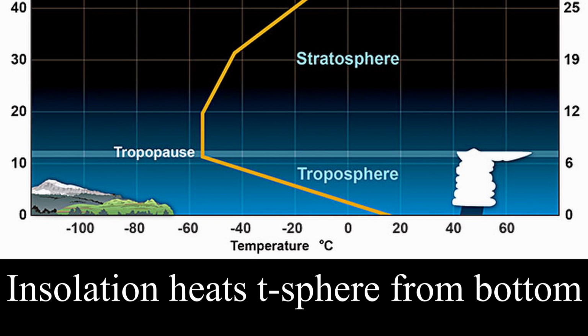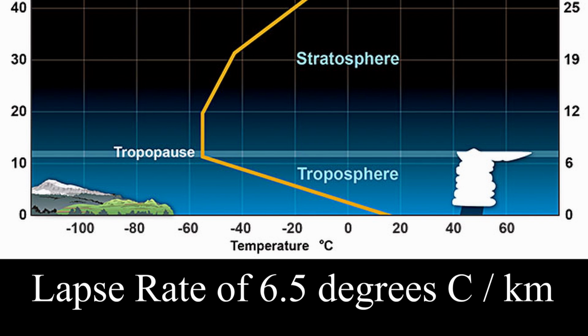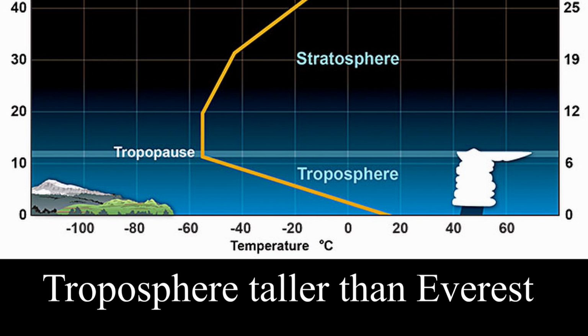This heating is responsible for the curve up to 17 kilometers high, otherwise called the troposphere. The temperature decreases in the troposphere about 6.5 degrees Celsius per 1 kilometer in height. All of human civilization resides in the troposphere, with Mount Everest only reaching about 8.8 kilometers in height.